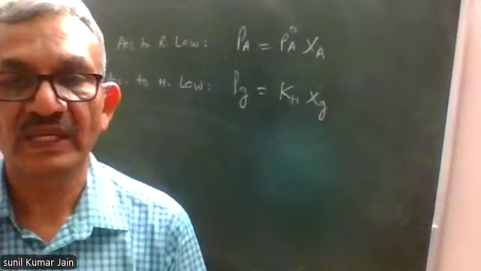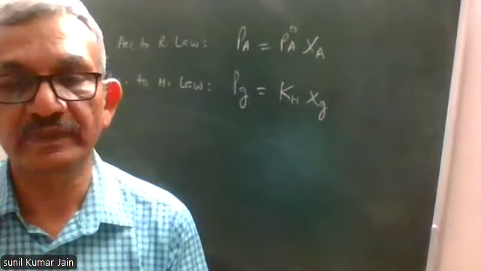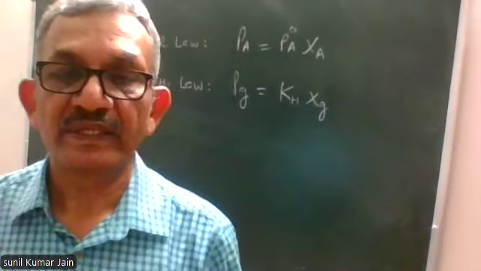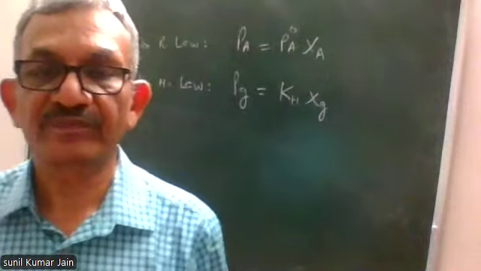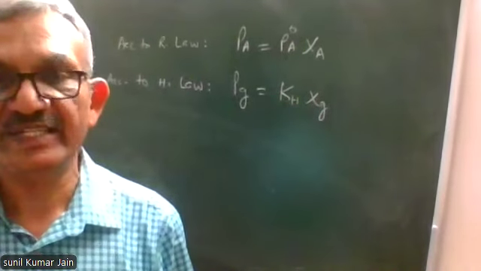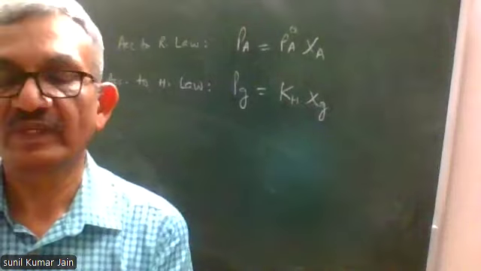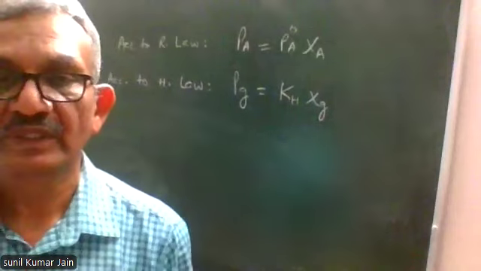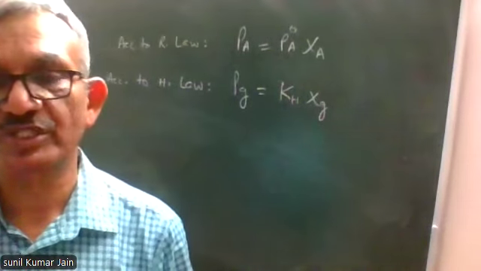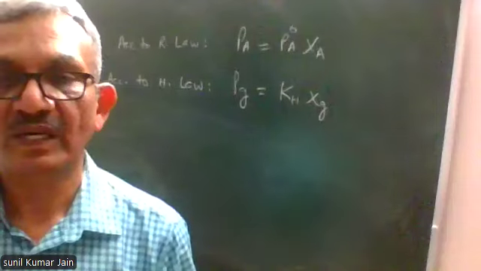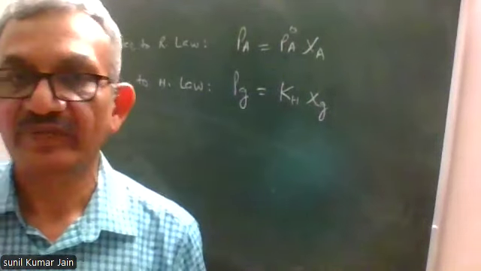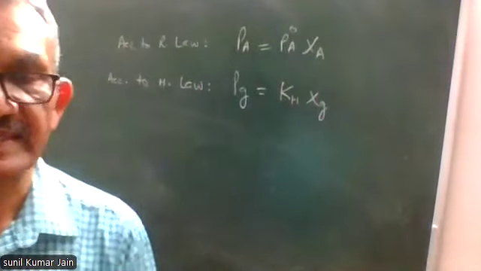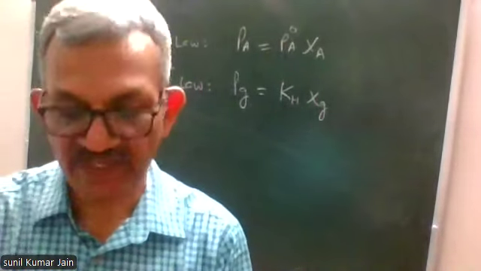Thus, Raoult's law becomes a special case of Henry's law if values of these constants are the same. So as I said, a question has never been asked in the past.